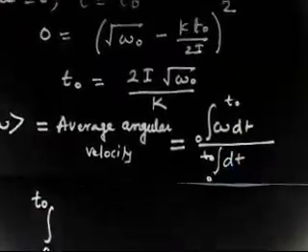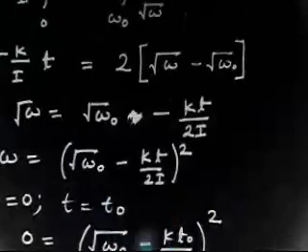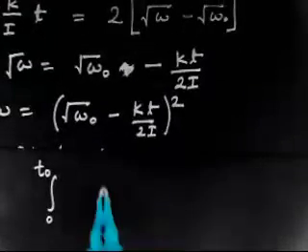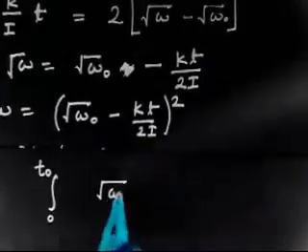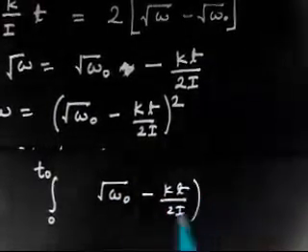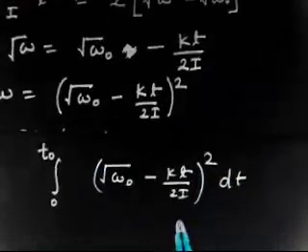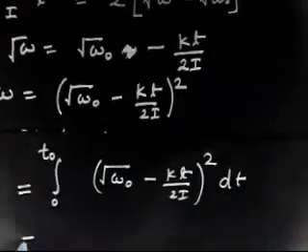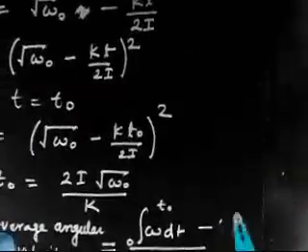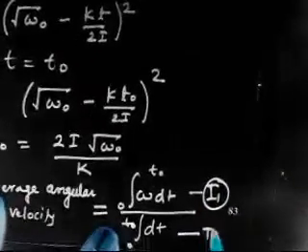Omega is given by this expression. So you can use this expression or you can use this expression. So omega is given by under root of (omega naught minus kt by 2I) whole square. So this is omega square dt. Let us first calculate the top integration. So we will have the numerator integration, which I can call I1, and I can call this I2.